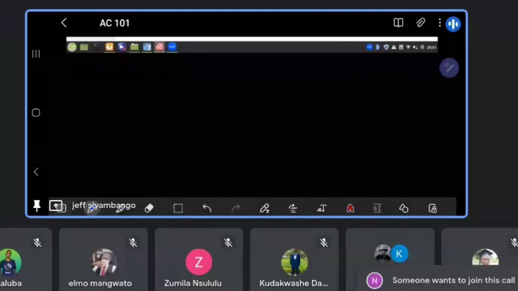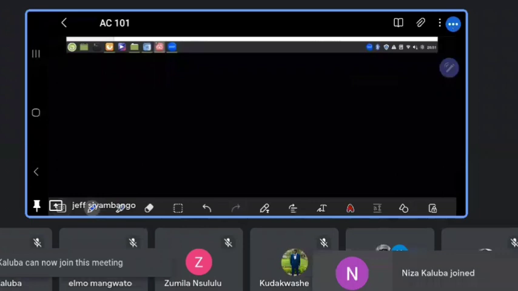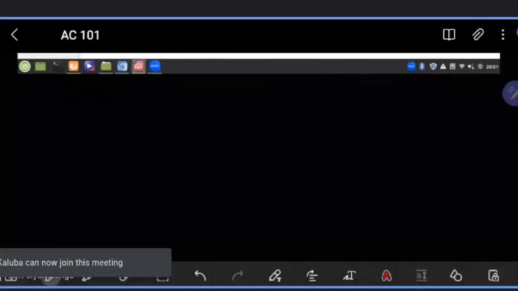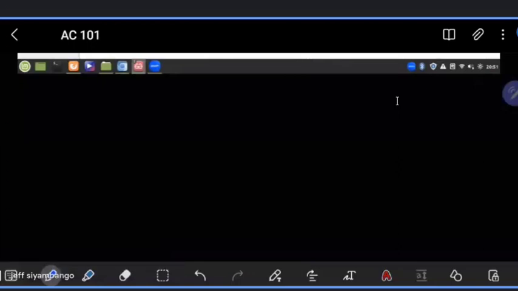So let's let Nisa in. Okay. Let's check out phasor algebra.